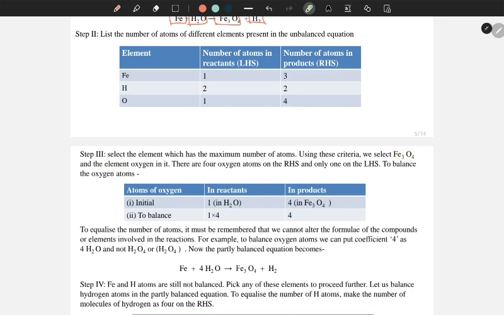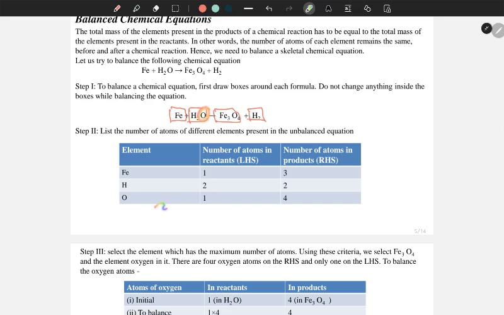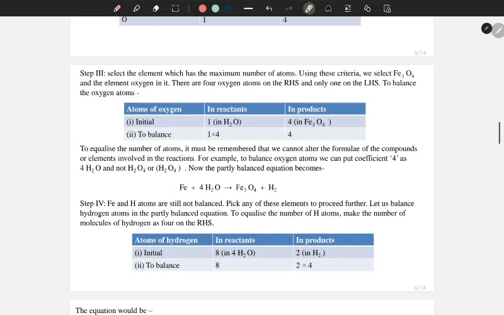Okay, so here how many number of oxygen in the reactant side? In the reactant side the number of oxygen is 1. Okay, here we could see that number of oxygen is 1 and in the product side the number of oxygen is 4, right? So now we will balance it.